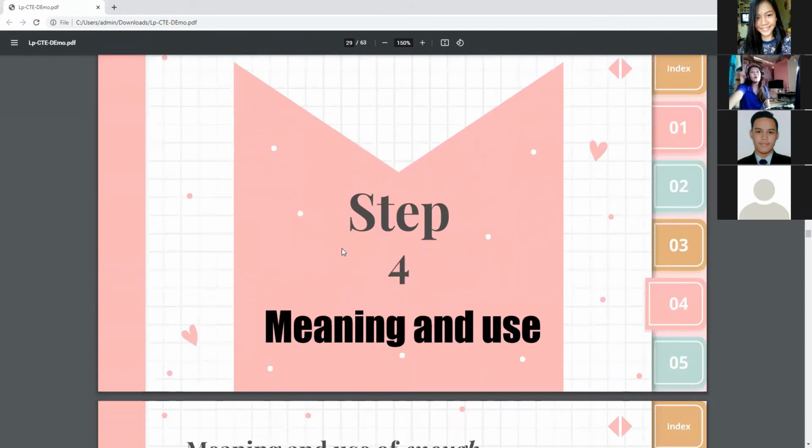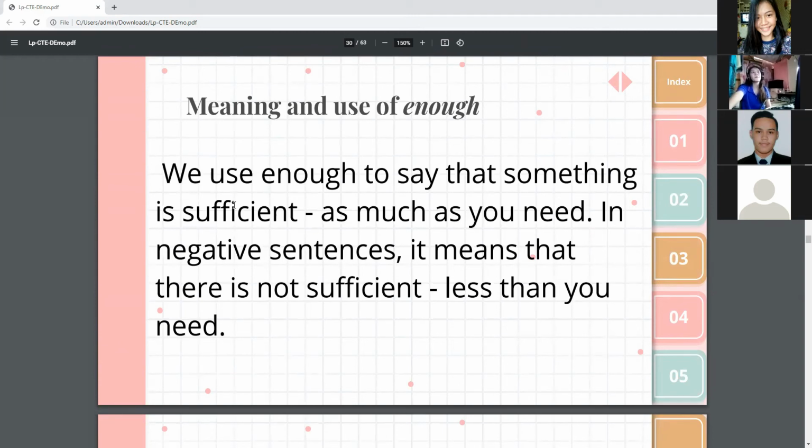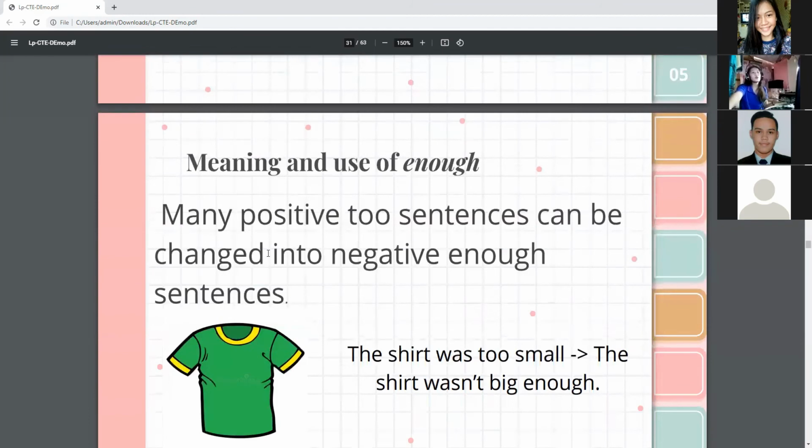So let us now know the meaning and use of enough. We are done with the meaning and use and the form of too. So let us now talk about the meaning and use of enough. Will you please read, Anthony? Meaning and use of enough. We use enough to say that something is sufficient, as much as you need. In negative sentences, it means that there is not sufficient, less than you need. So we use enough to say that something is sufficient. In a negative sentence, it is less than you needed. Okay, you guys get it? Yes, ma'am.